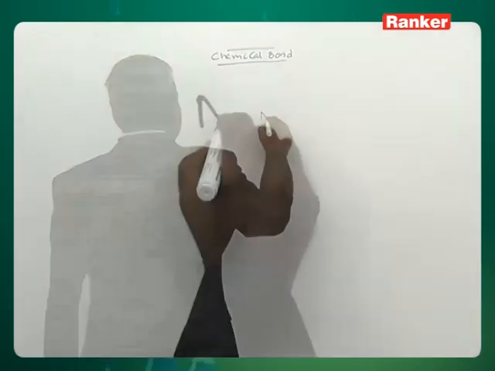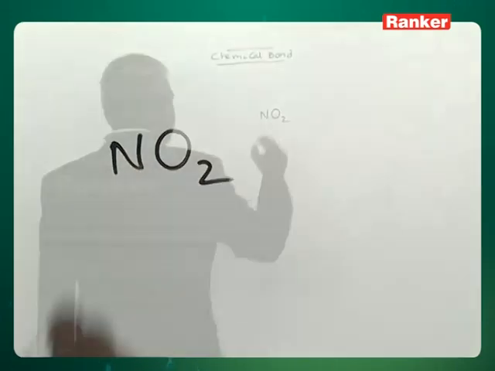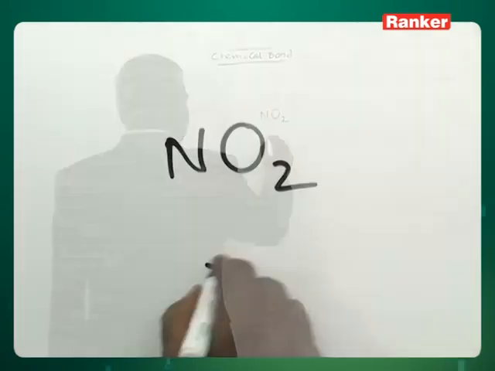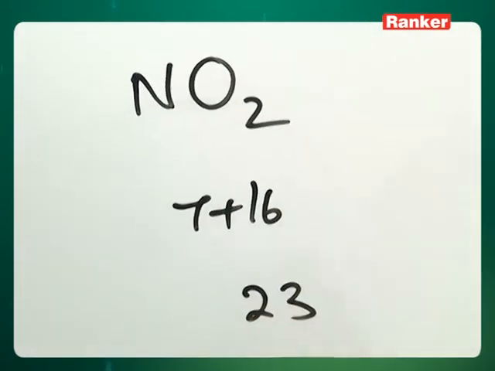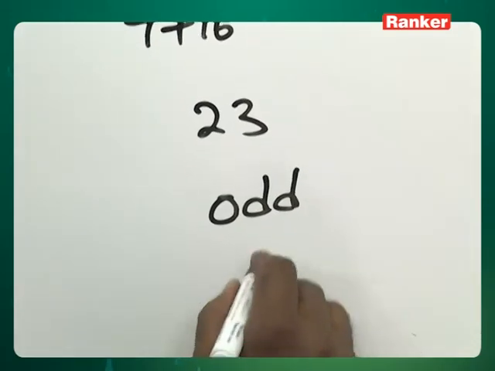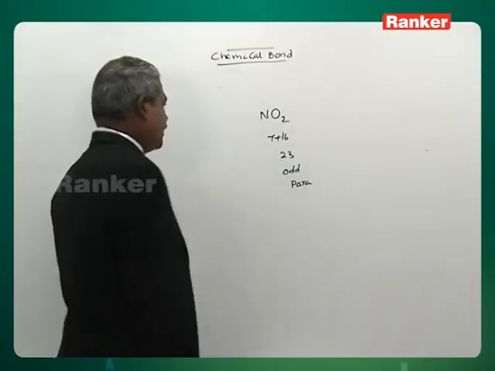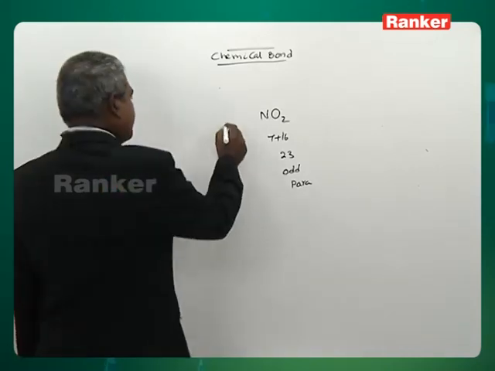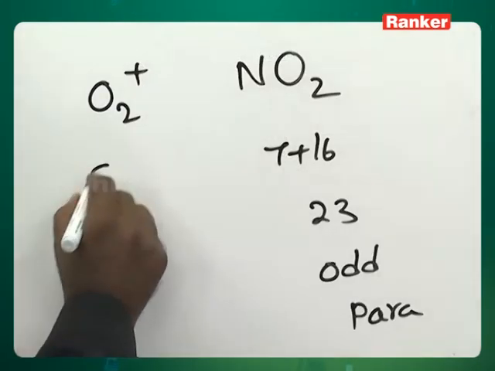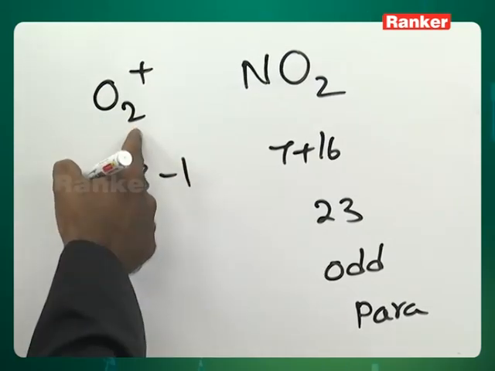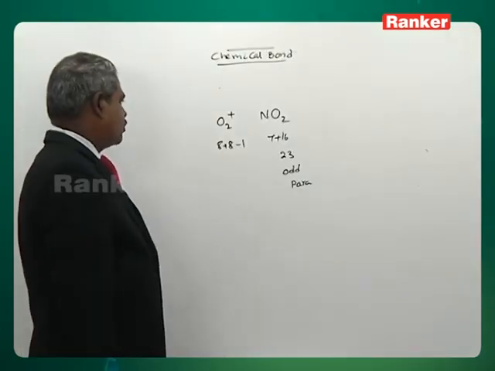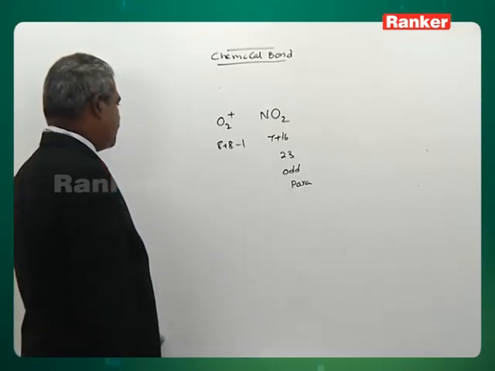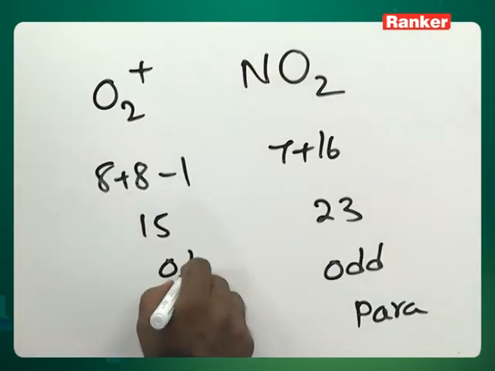And NO2, it is more than one capital letter. When you have more than one capital letter, add all the electrons. 7 plus 16, 23, odd, therefore para. NO2 is paramagnetic, NO is paramagnetic, CO is diamagnetic, O2 plus is paramagnetic. O2 plus, 8 plus 8 minus 1 electron. Here is a number, number means 2 atoms. So 2 oxygens removing 1 electron, 8 plus 8 minus 1, 15, odd, para.